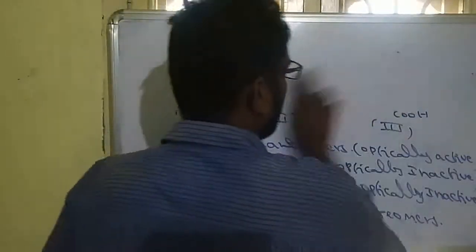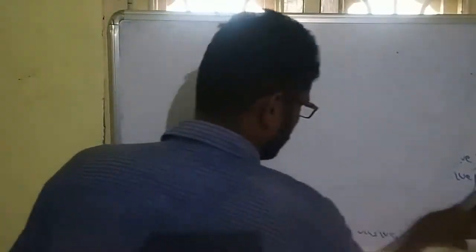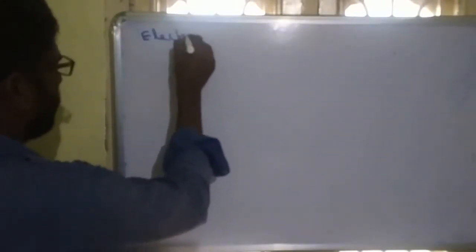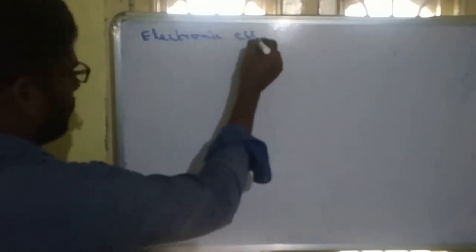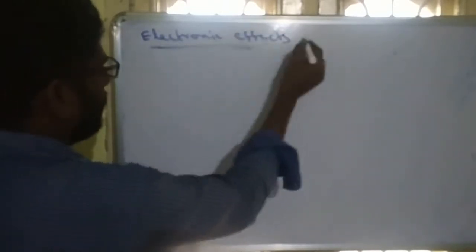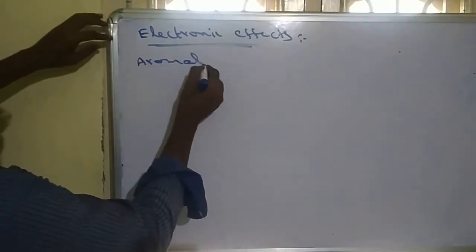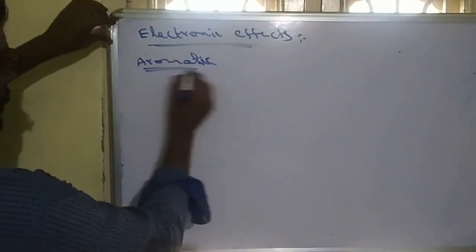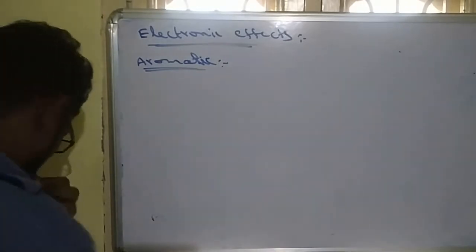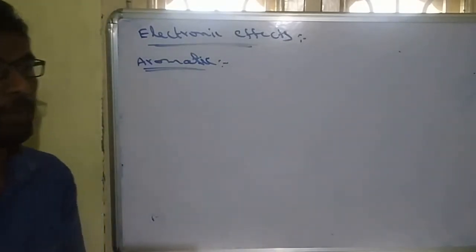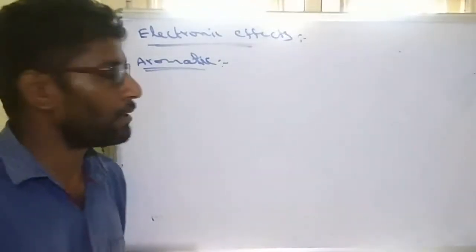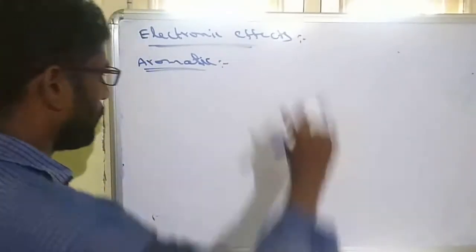So the next topic will be some electronic effects. Among these electronic effects, the first one is aromatic nature. So what is aromatic nature? Any molecule is said to be aromatic if it contains four important properties.